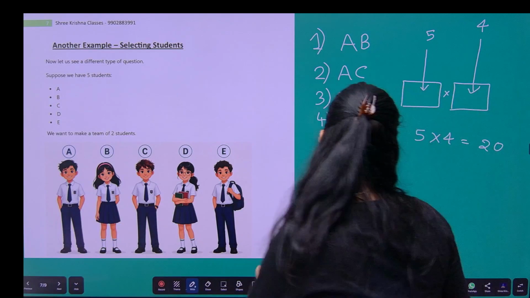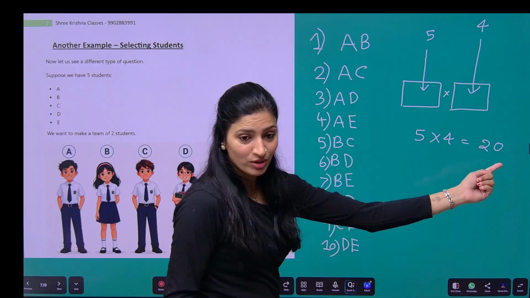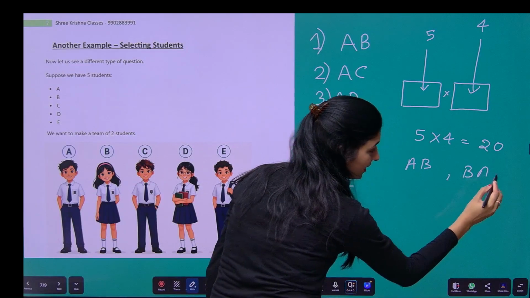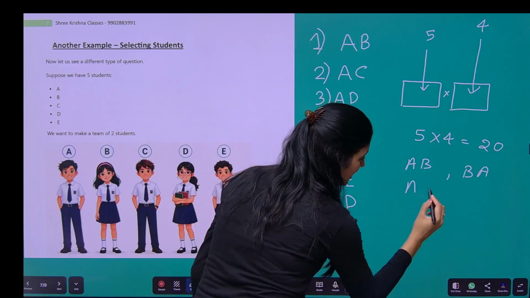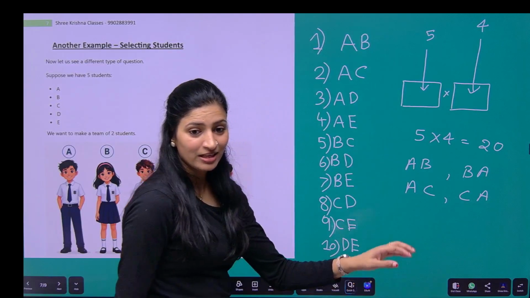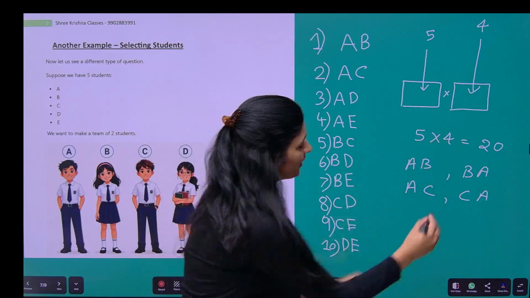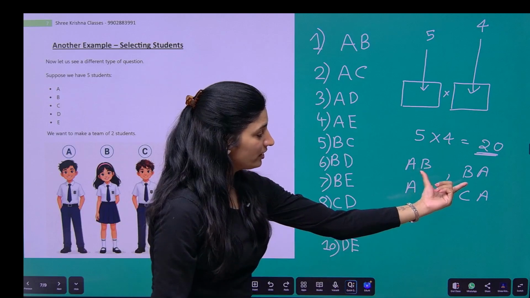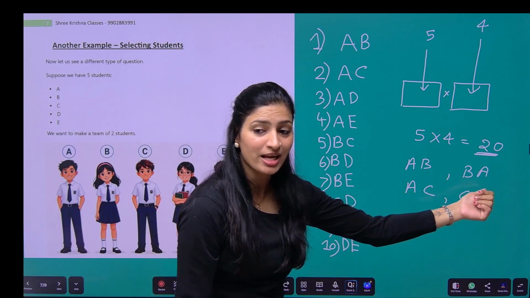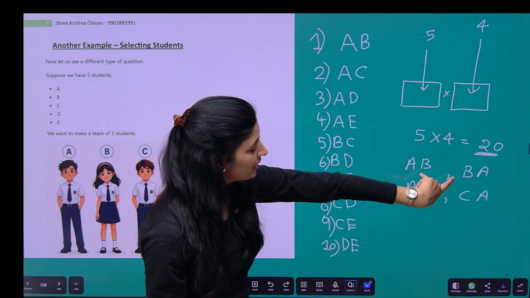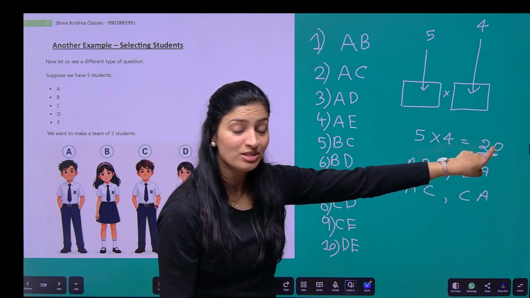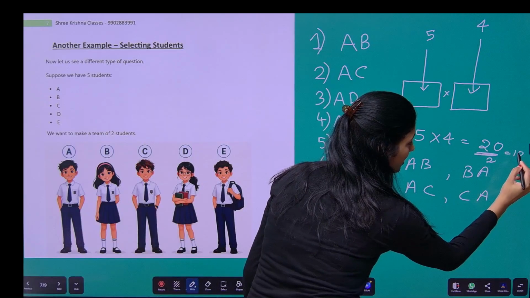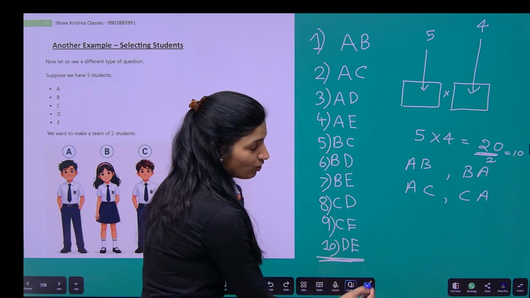So you know what is happening when we are calculating this part? This calculation has AB and BA, AC and CA. You're able to visualize now. So this 20 has all these numbers. We already know that order does not matter. So AB and BA is actually the same, but it is getting counted twice in this case. That's why we are getting 20. So if we divide this by 2, we will get the actual answer, which is the total number of combinations.